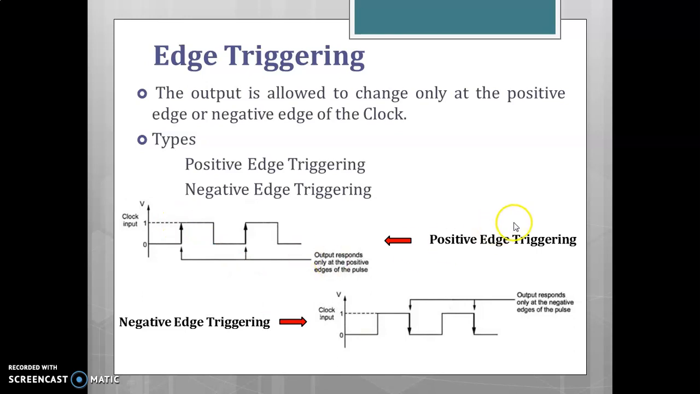So in positive edge triggering, the output will change only at the positive edge. And similarly, in the negative edge triggering, the output will change only at the negative edge. In the remaining cases, the output will remain unchanged.